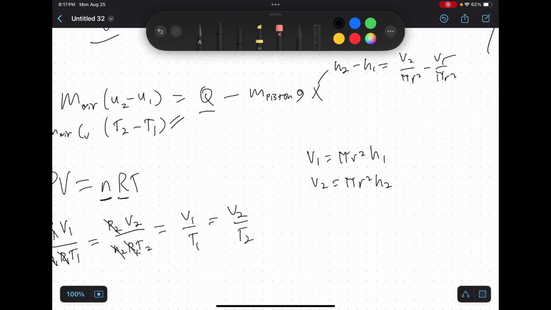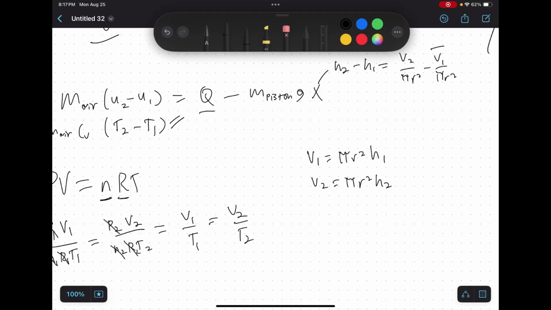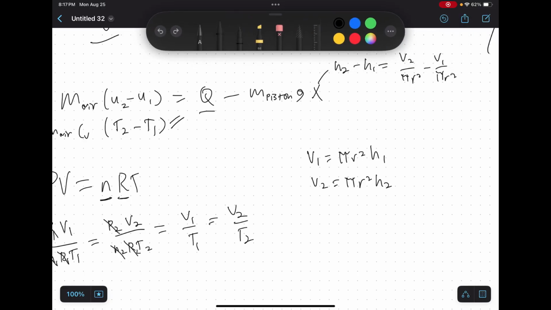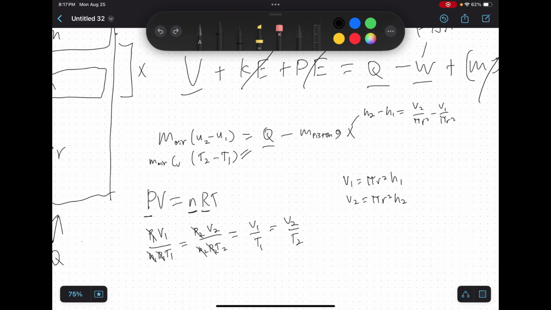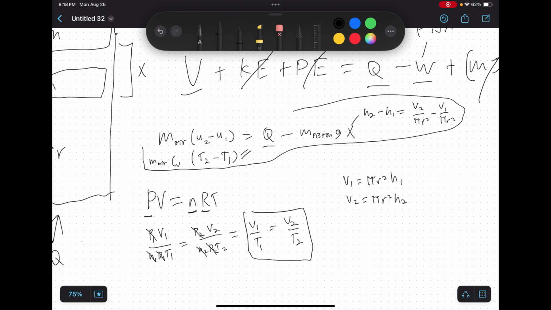And now we have V's up here, V's up there, and we have V's down here. So now we need one less variable. And I think that's the most amount of simplification you could do for this problem, because now we have two equations and two unknowns. And I think that's it.